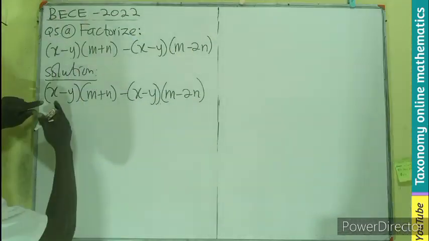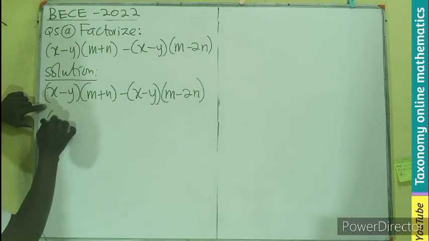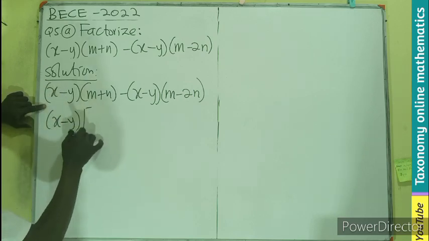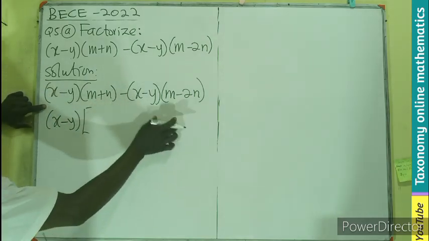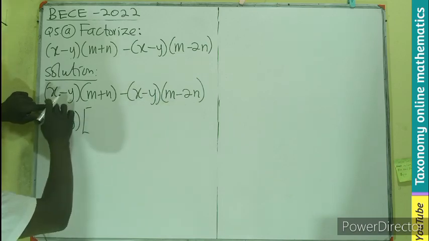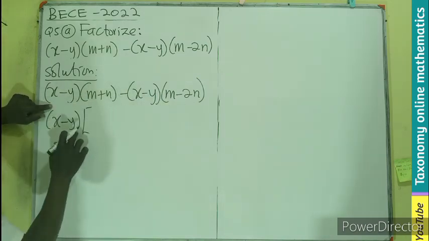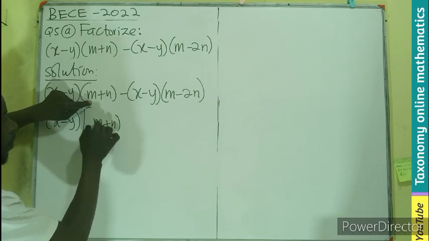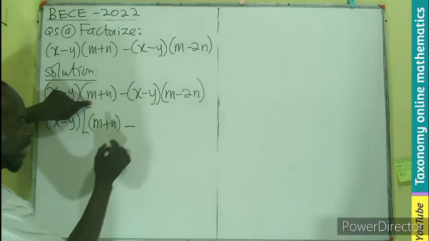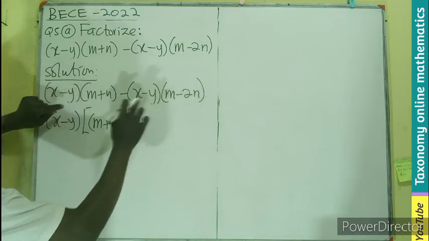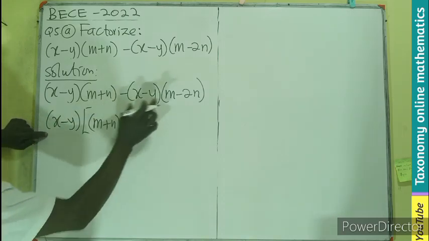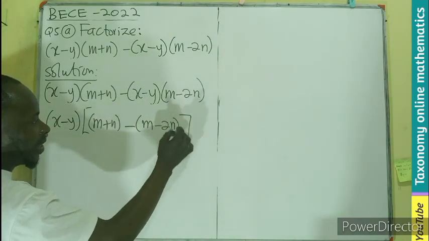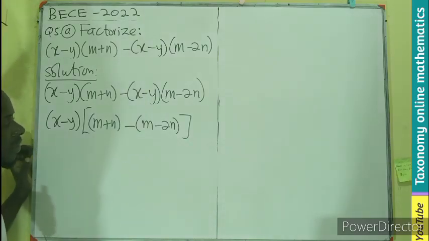Okay, so now our common factor, which we know is x minus y in this bracket, is the factor multiplying the quotient. So this term divided by the common factor will leave you only m plus n. Then minus the whole of this term divided by the common factor will leave us m minus 2n, just like we have the a, b, and c.